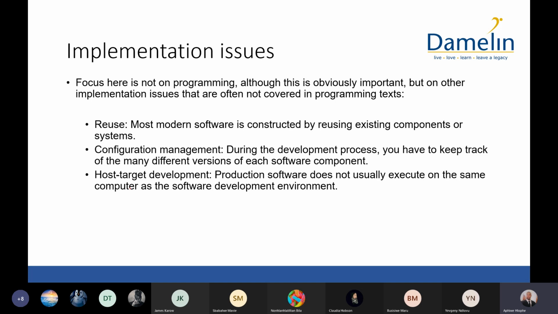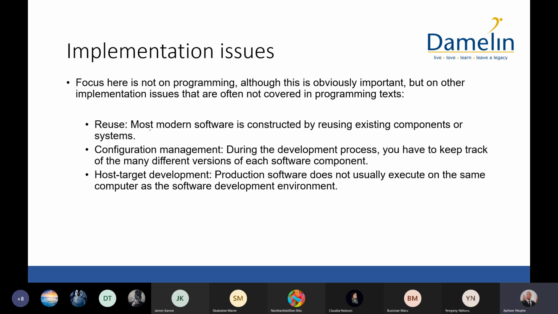It's very tempting to think that it's only going to be programming issues that are aligned to the code while you're doing the coding, but there are other issues as well. One of them we're going to cover is reuse. The second one is configuration management. And the third one is host target development.